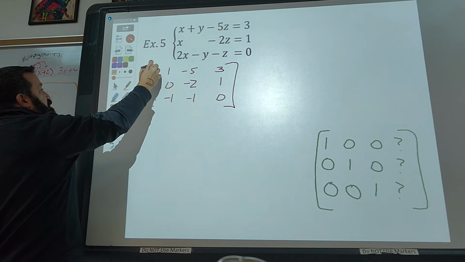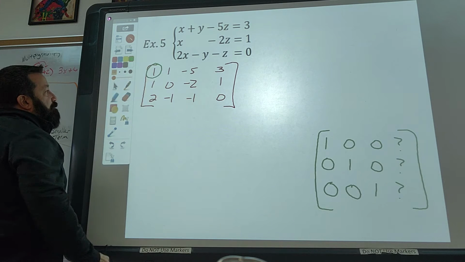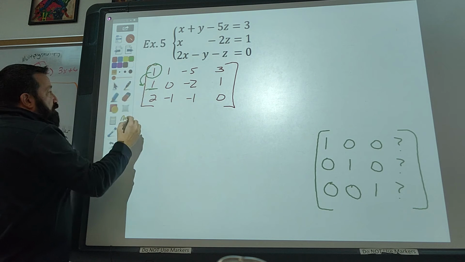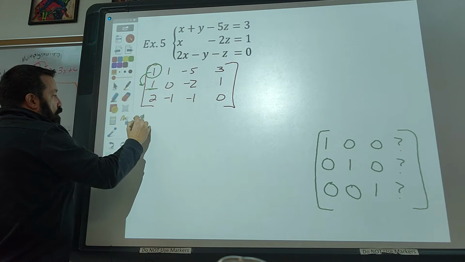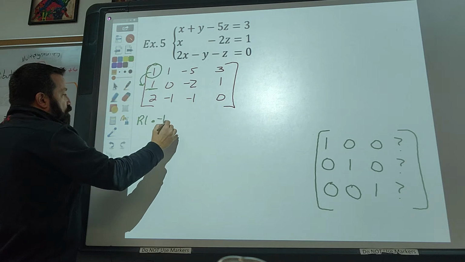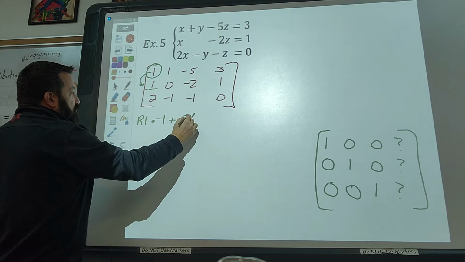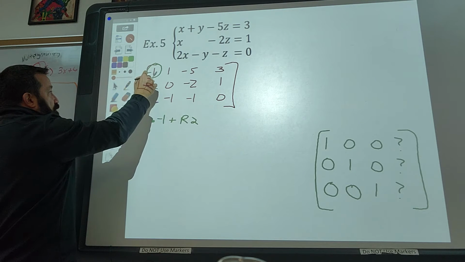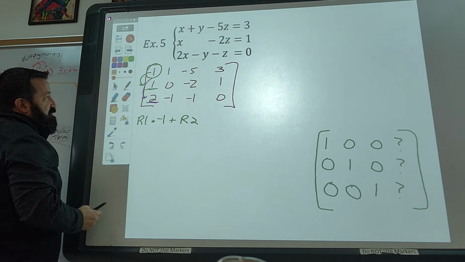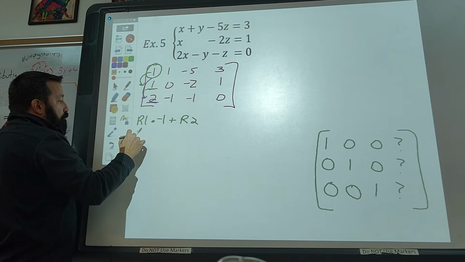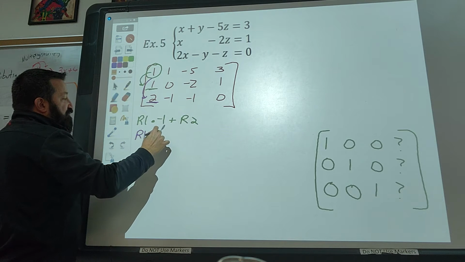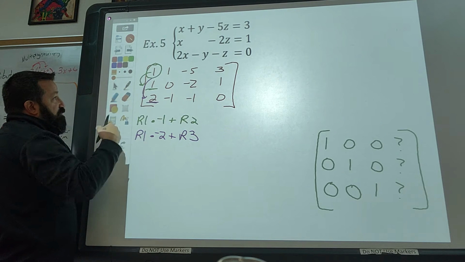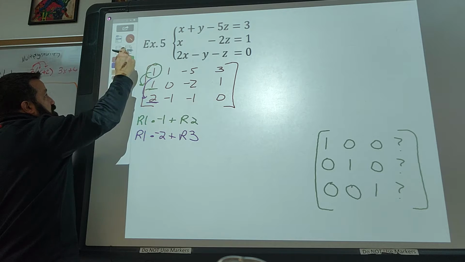I already have this as a 1, so I don't have to do that step, but I do need to turn this 1 into a 0. So I'm going to do that by taking row 1 times negative 1 and adding it to row 2. I need to turn this 2 into a 0, so I'm going to do the same process. I'm going to take row 1 times negative 2 and add it to row 3 to get that to be a 0. So I'm going to do both those steps at the same time.